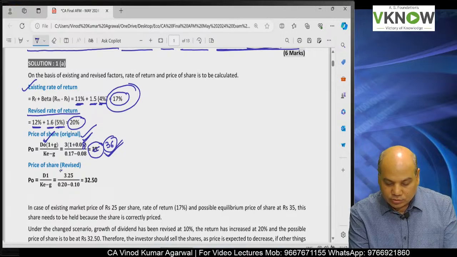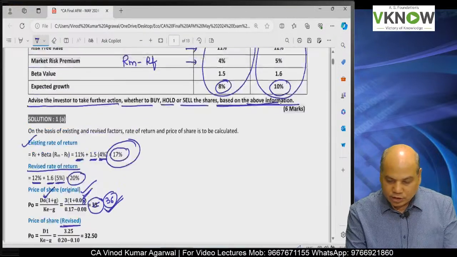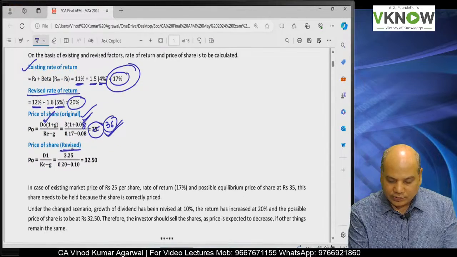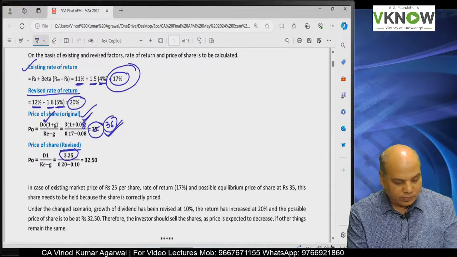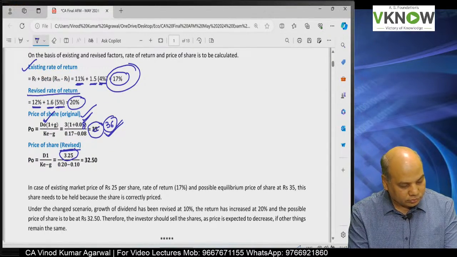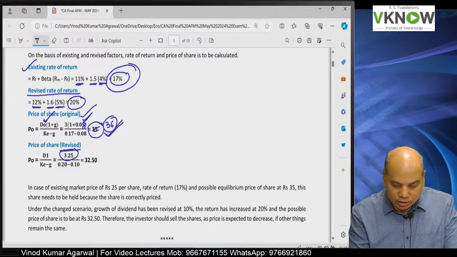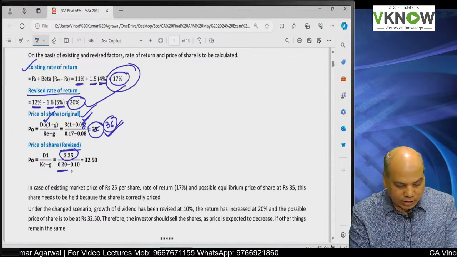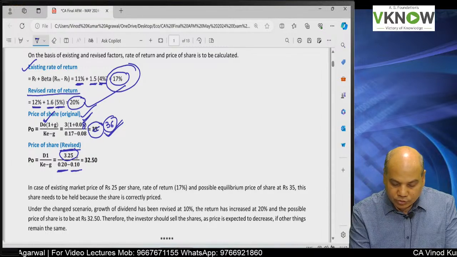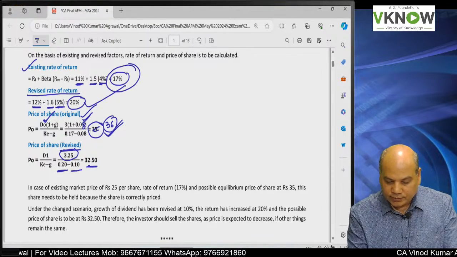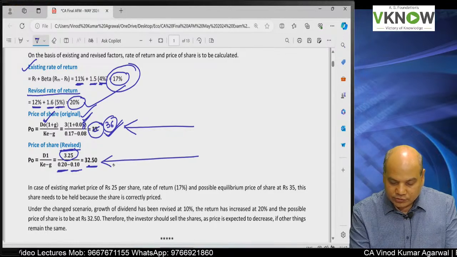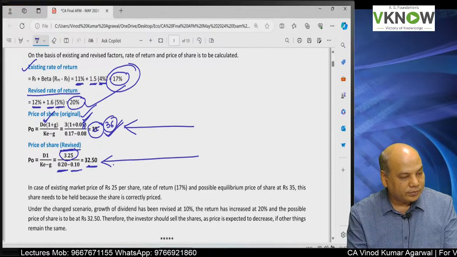And based on revised data, D1 is already given here 3.25. So take D1 as it is. And then 20% is the new rate and 10% is the new growth rate. So that comes to 32.5. So existing price 36, revised price 32.5.